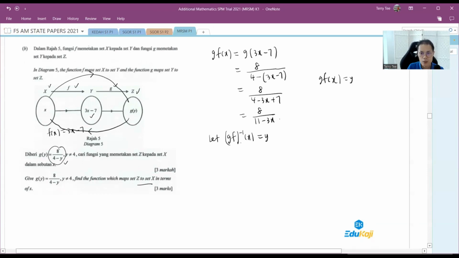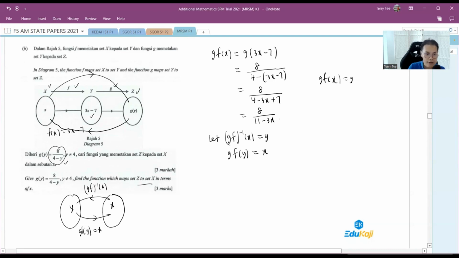So I let this be y and I interchange. Let it be x. I hope you really know how to interchange this. So when you have, for example, gf inverse of x, that means we start from x and we go backwards, we get y. Now, when you go forward, you're starting from y, you get x. That means y is your object, x is your image, the other way around.